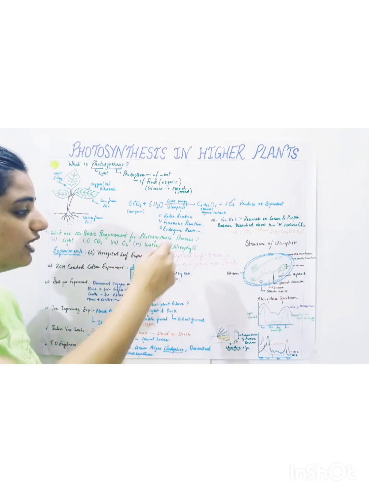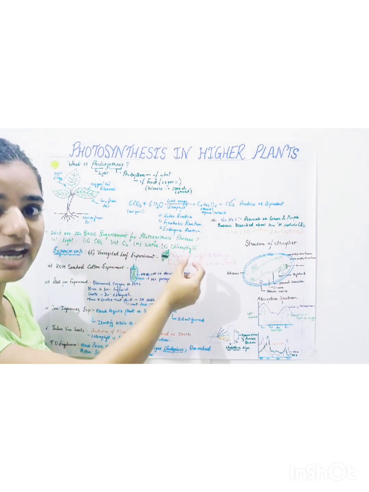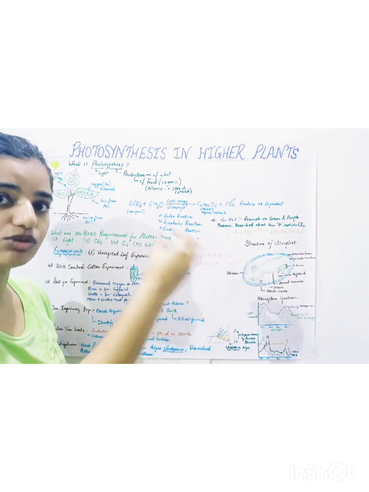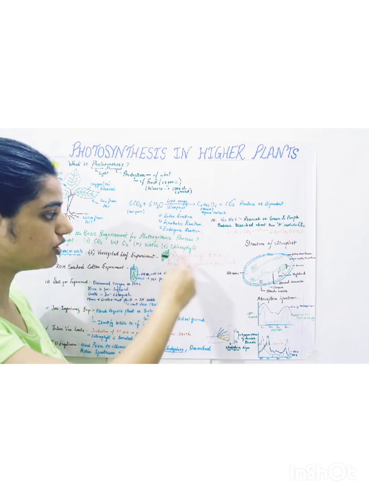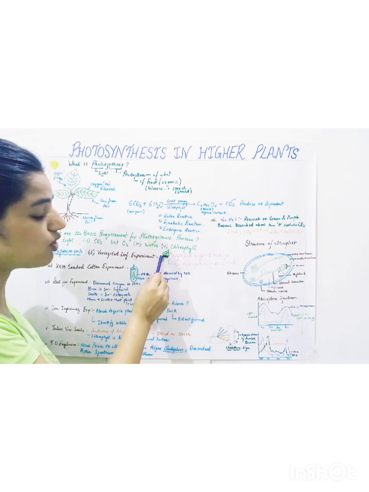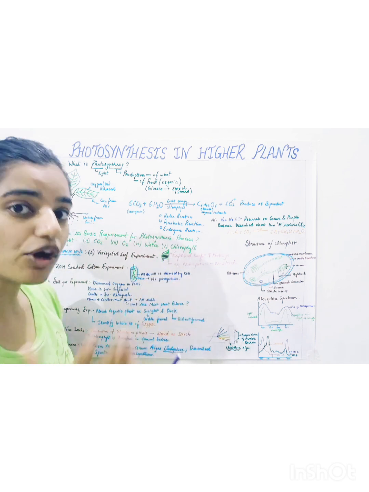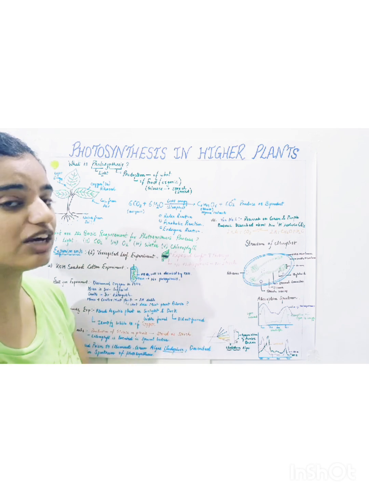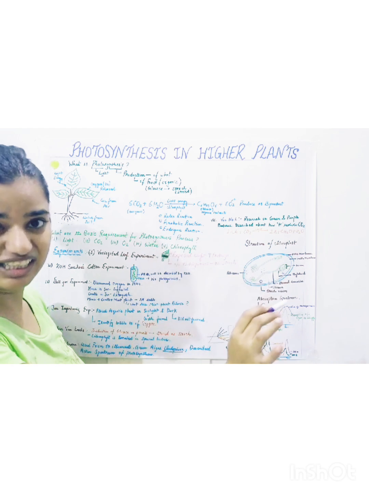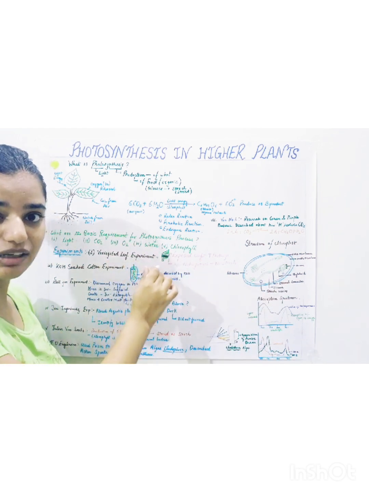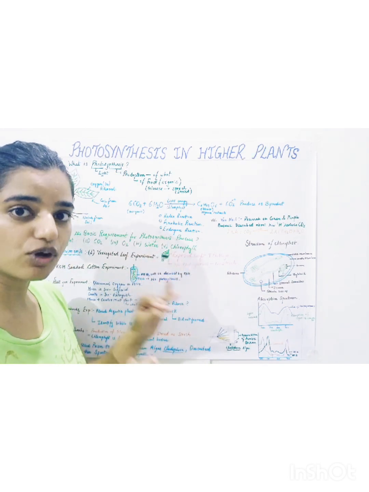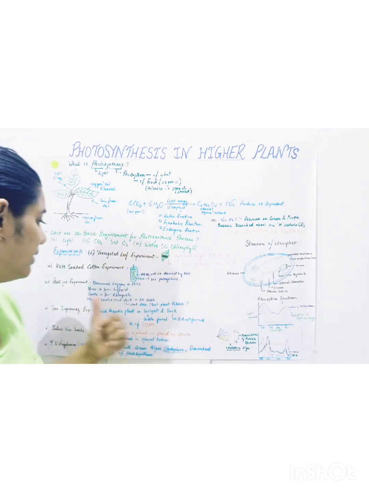In that experiment, the leaf was half covered with black paper. The exposed part of the leaf, in the presence of light, CO2 and water, was able to perform photosynthesis, but the part of the leaf covered with black paper was not able to do photosynthesis. So there was no starch synthesis in that part of the leaf. From this experiment we understand that light is necessary for the process of photosynthesis.